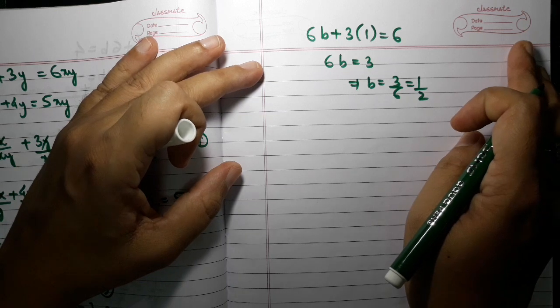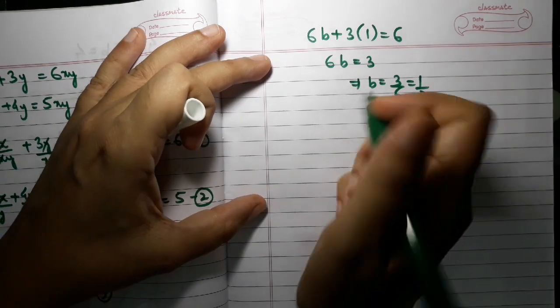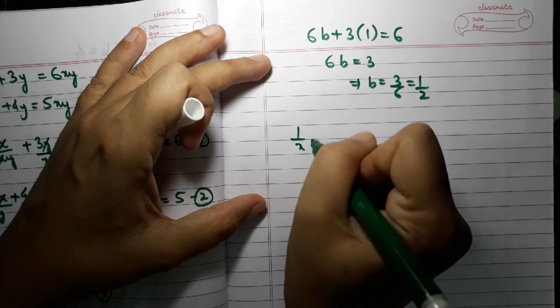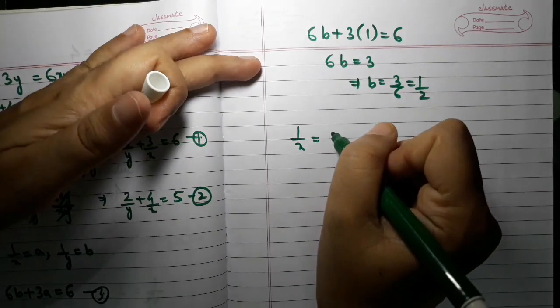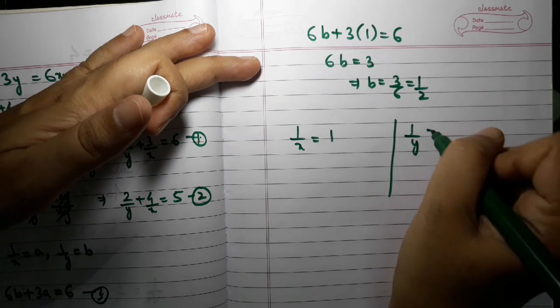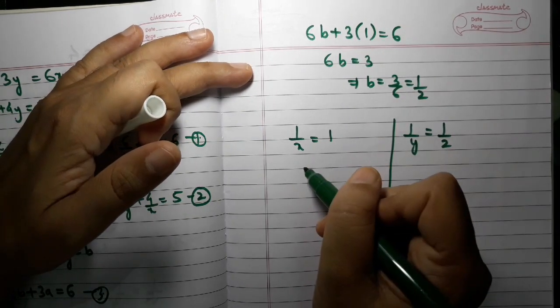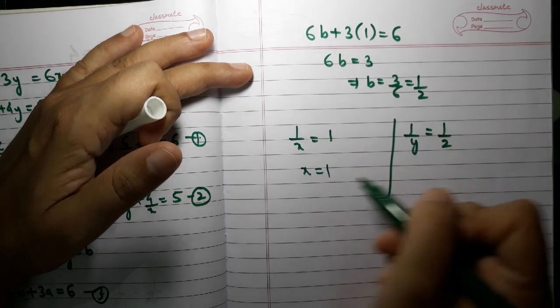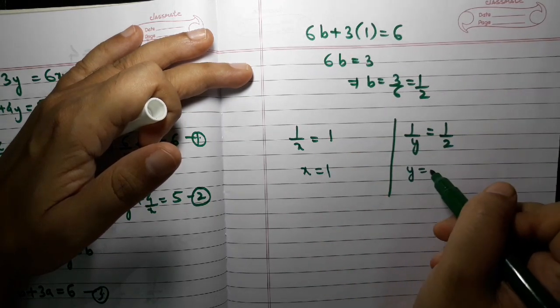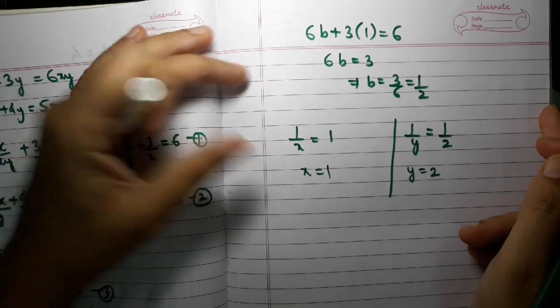But the equation was given in terms of x and y. So the answer should also be in terms of x and y. So we had assumed 1 by x is equal to a, and a is 1. And we had assumed 1 by y is equal to b, and b is 1 by 2. So from here we take the reciprocal, x is 1, and we take the reciprocal, y is 2. So this is the final answer that we obtain.